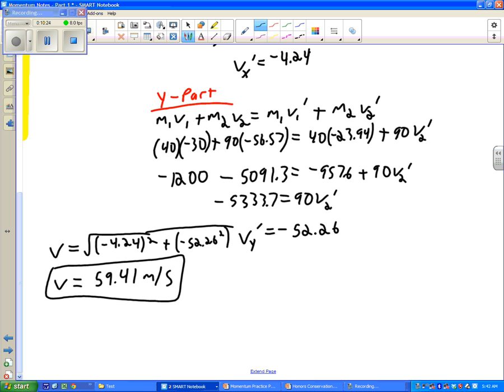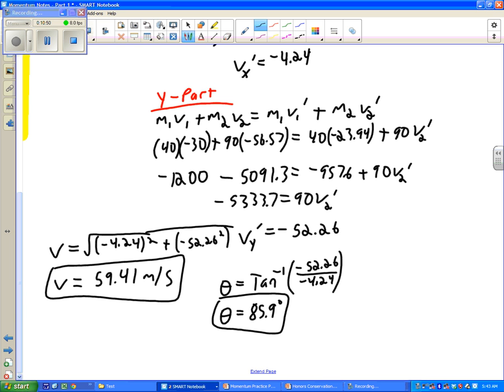And to get the theta, the angle, I'm going to do it the same way as I did last unit. I'm going to use the inverse tangent of my y over my x, negative 52.26 over negative 4.24, and that will give me an angle of 85.9 degrees. So those are my two answers.